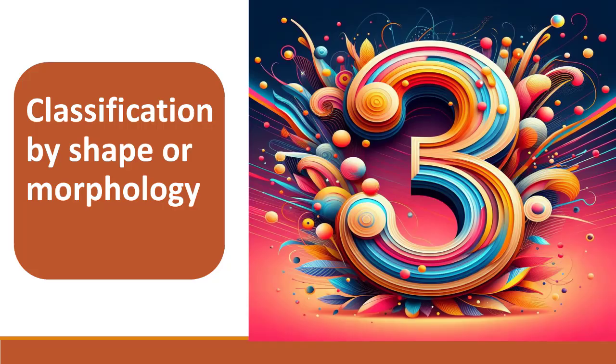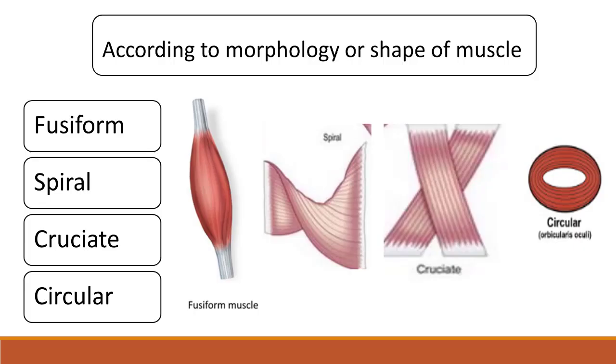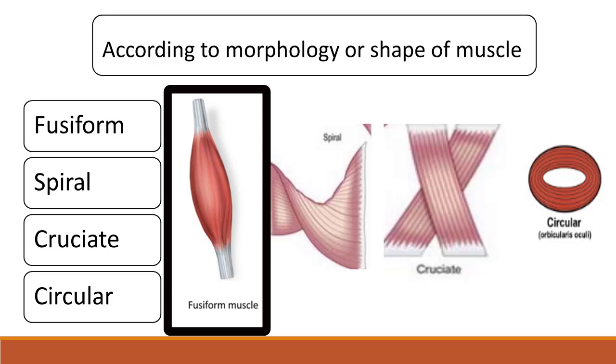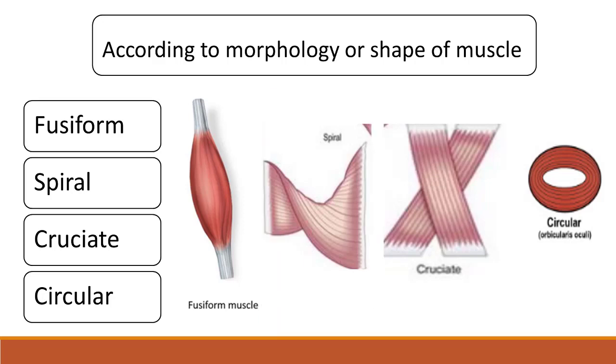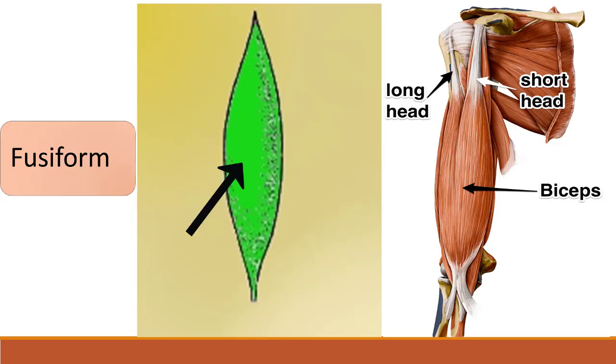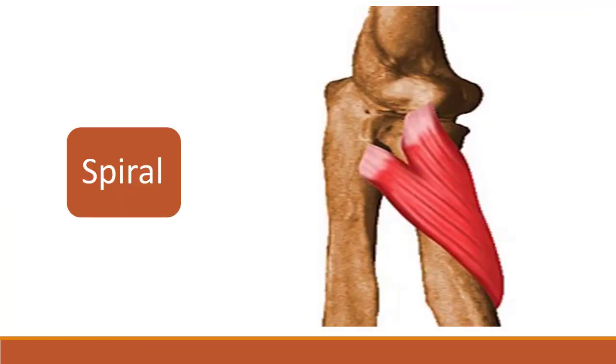Now we will cover classification of skeletal muscles according to shape or morphology of muscle. According to shape, the muscle can be fusiform, spiral, cruciate and circular. Fusiform muscles are wider and cylindrically shaped in the center and taper off at the ends. Its direction of fibers is longitudinal, for example biceps brachii of the arm. Spiral muscles have a belly that spirals around long bones, for example supinator.